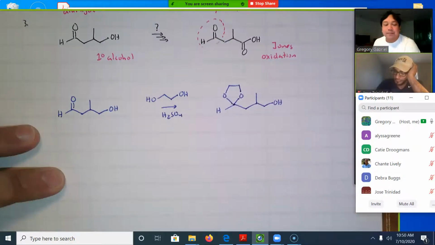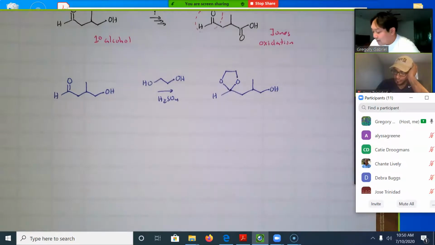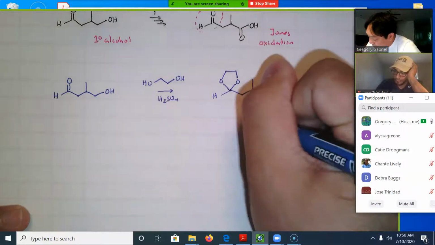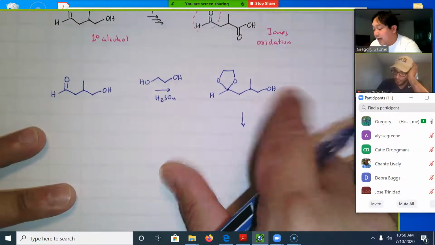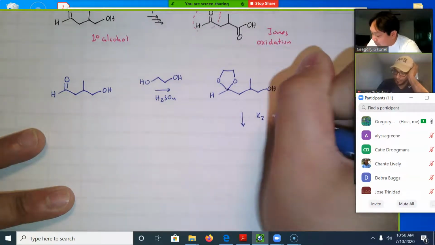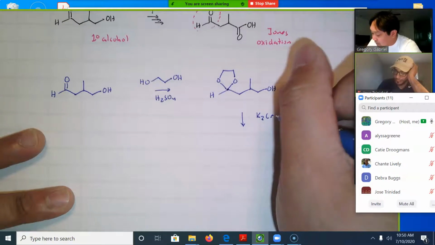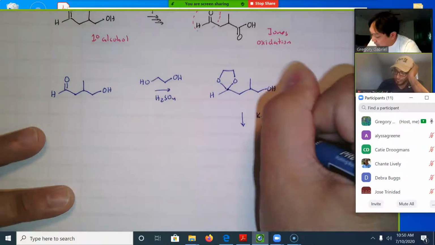Does that look familiar? That 5-membered ring from the video. Do your oxidation. Not PCC, right? PCC will only get you to the aldehyde. We want to use Jones oxidation. My preferred reagent is K2Cr2O7, potassium chromate, H2SO4.